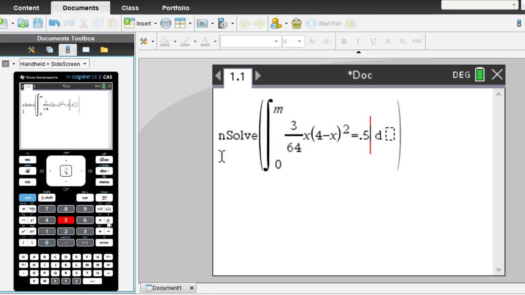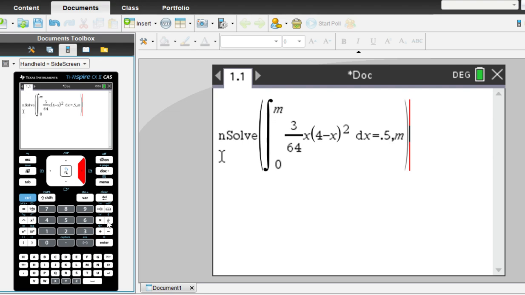Hold on a sec. I want to get the integral first. So I want to go dx of that. So that equals 0.5. Then I want to solve that for m.